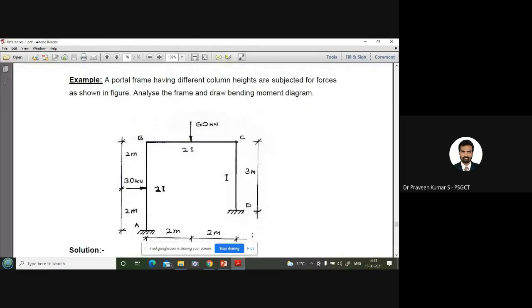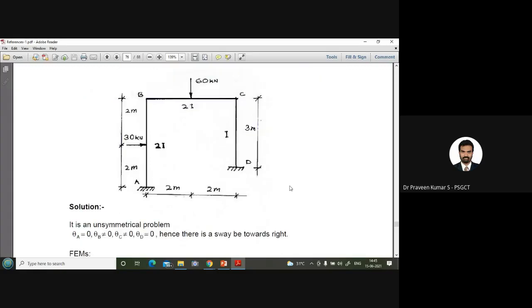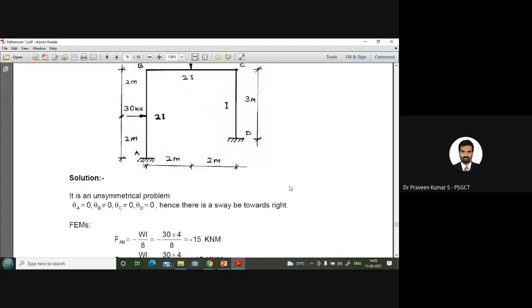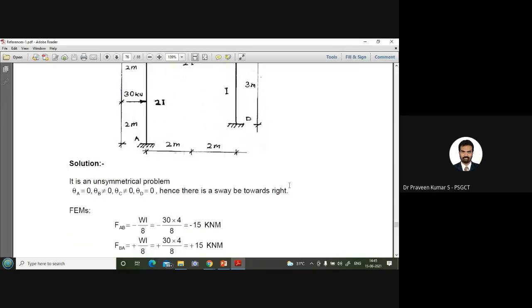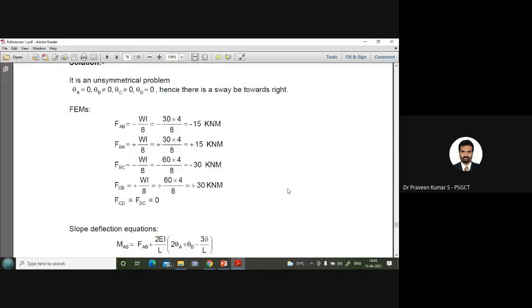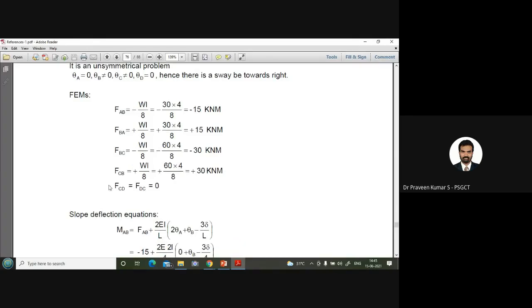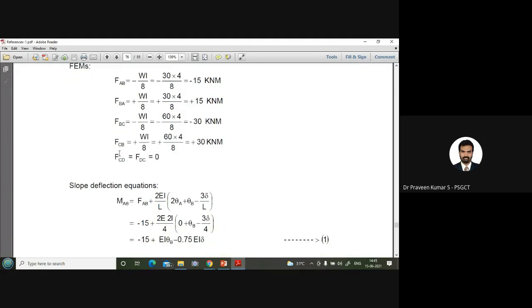So this is the problem which has been given for the tutorial: a portal frame having different column heights is subjected to forces of 30 kN and 60 kN, and we have to do the analysis and draw the bending moment. Since it is an unsymmetrical problem, theta A and theta D will be zero, whereas theta B and theta C are not equal to zero. Hence there is a sway to the right side. So we have mentioned these values: FAB is minus 50 kN/m, FBA is plus 15 kN/m, FBC is minus 30, and FCB is plus 30. So FCD and FDC are equal to zero.